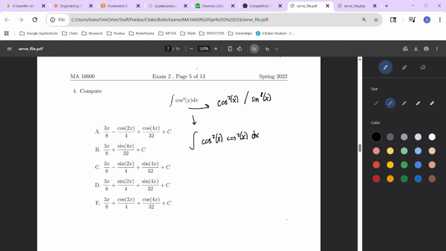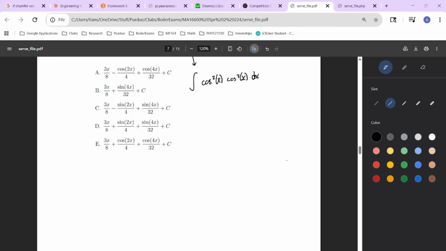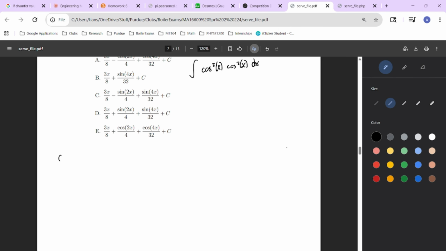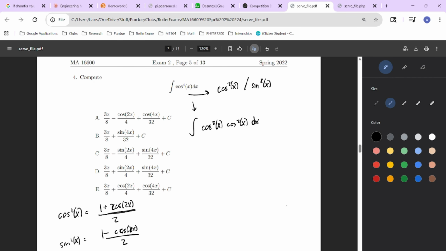And this is where we use the power reduction formula. I'll remind you of the power reduction formula; just memorize it. Cosine squared of x is equal to (1 plus cosine 2x) over 2, and sine squared of x is equal to (1 minus cosine 2x) over 2. In this case we have two instances of cosine squared of x, so we would use the plus.